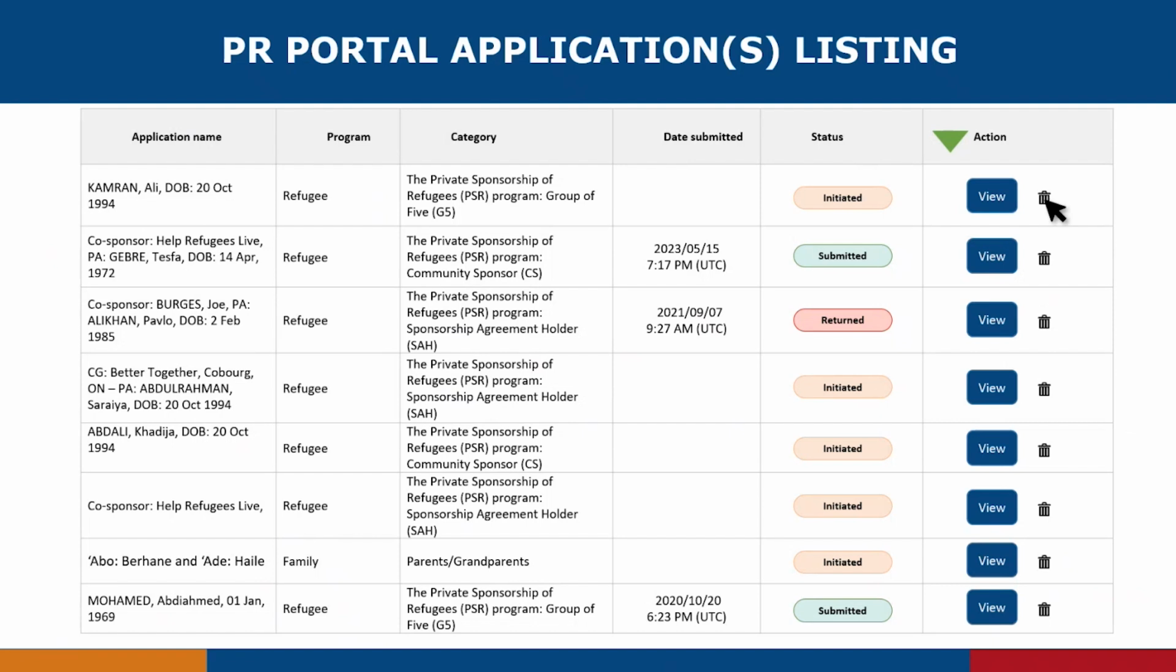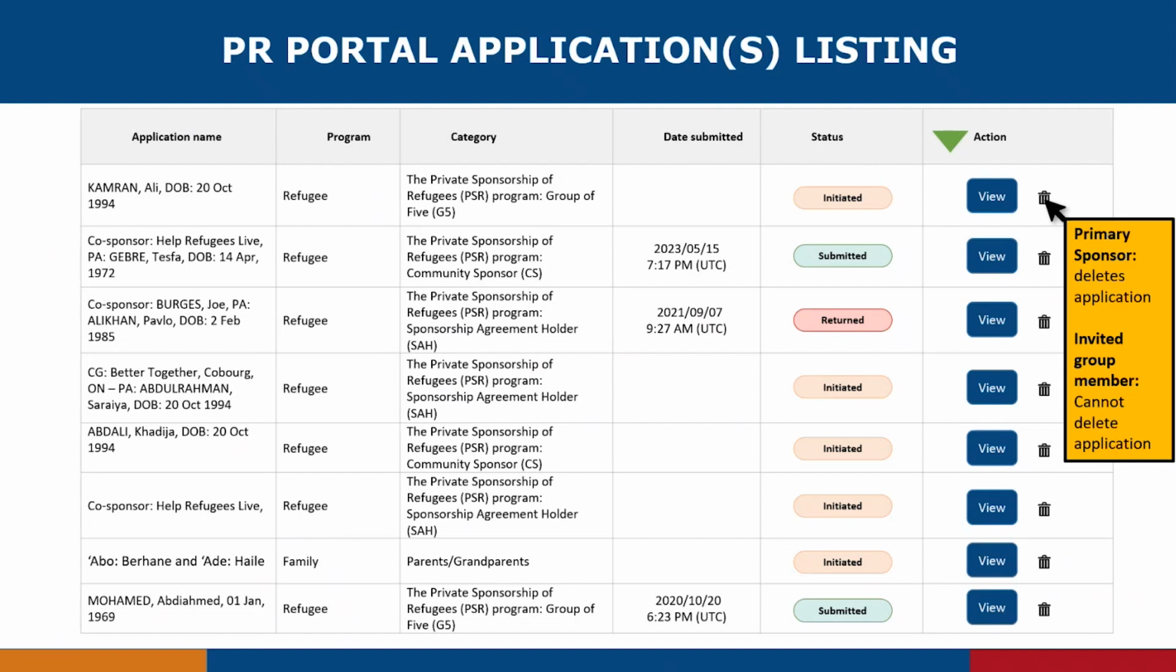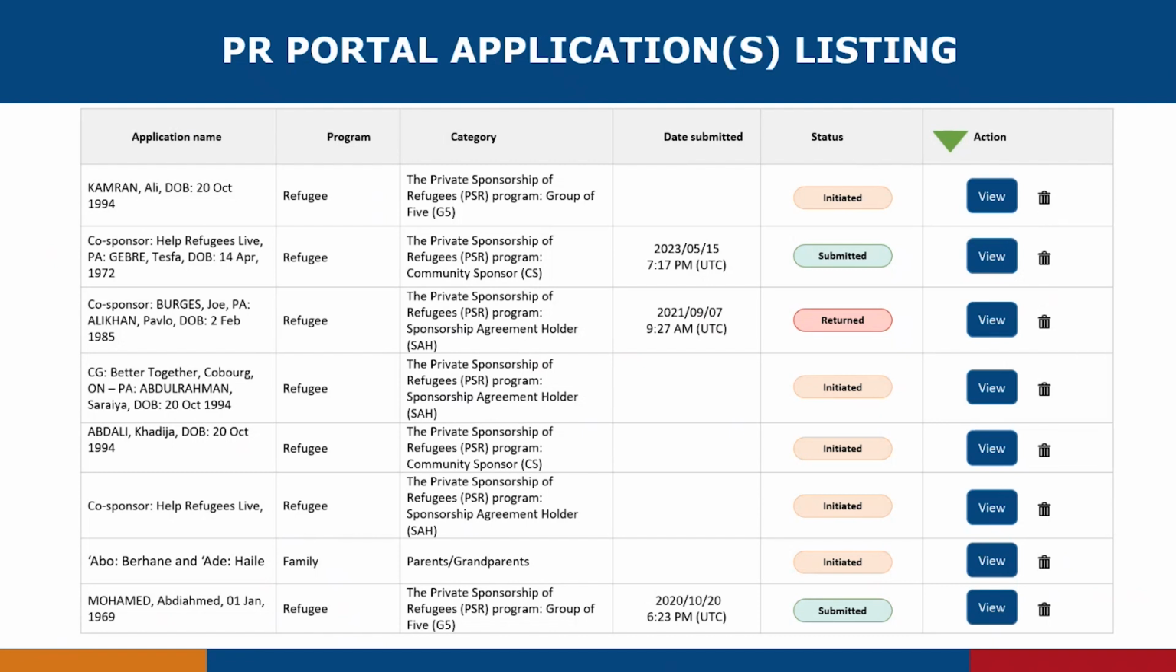Now, if you are the primary sponsor, then you can select the Delete button, and it deletes everything for that application. If you're an invited group member, however, you cannot delete the application. If you want to be removed from the application, the primary sponsor will need to do that. And if you have submitted the application and it gets returned to you, you are not able to delete that application. Now let's go back to the home page to see how a primary sponsor will initiate an application.